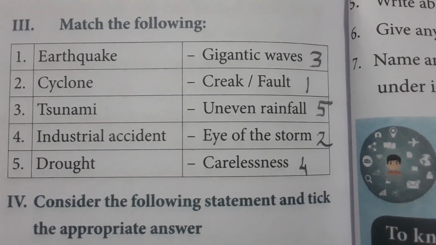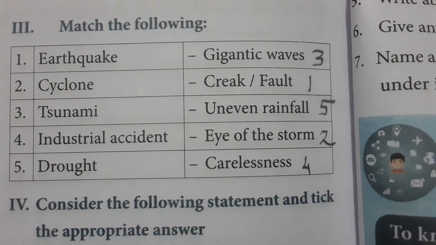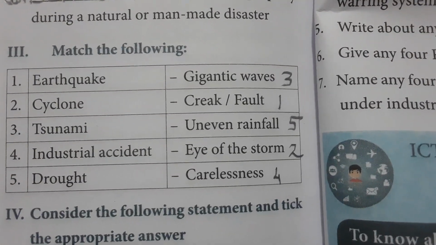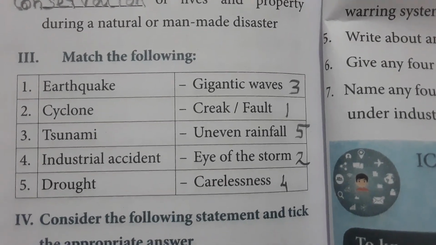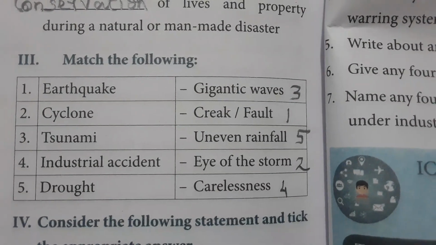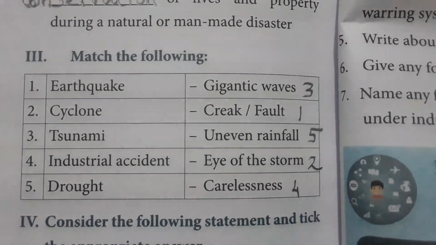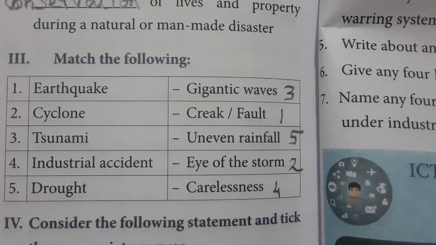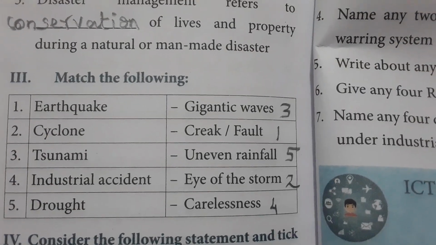And match the following. Earthquake is nothing but the crack or fault. Cyclone is the eye of the storm. Tsunamis are gigantic waves. Industrial accidents are happening because of carelessness. Drought is happening because of uneven rainfall.